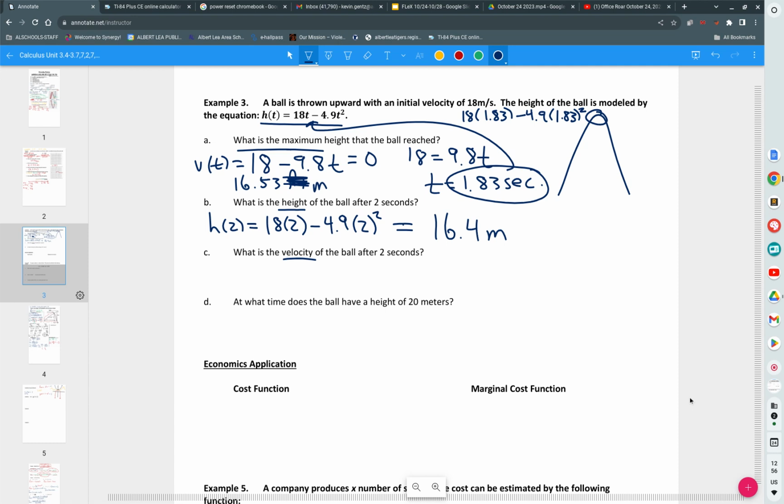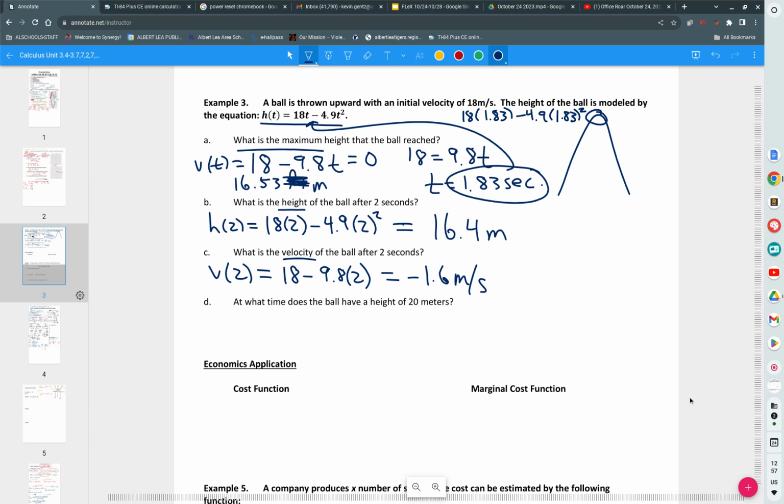So I plug 2 into the velocity function. The velocity at time 2 is going to be 18 minus 9.8 times 2. See if I can do some arithmetic here. 9.8 times 2, I've got 19.6. So that would be negative 1.6 meters per second. Can somebody confirm that, negative 1.6? You're right. You are correct. Excellent. You're really smart, Mr. Gunn. Thank you. Welcome.